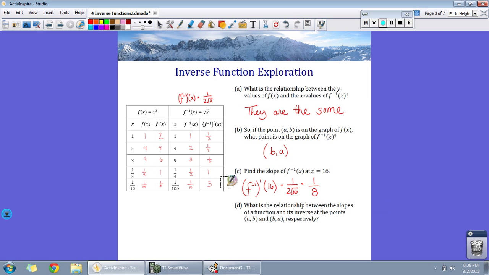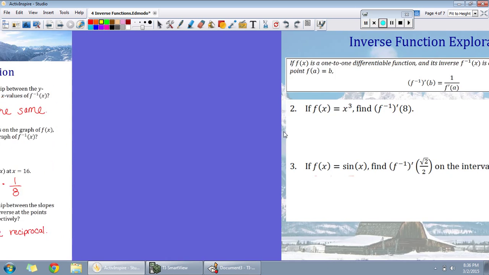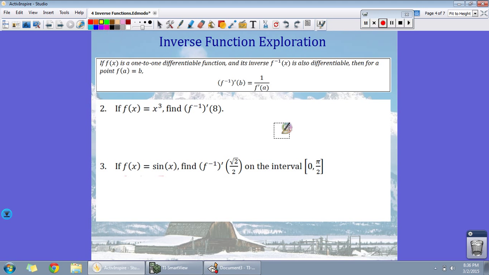Now the relationship between the slopes of the function and its inverse: if we look at the slopes, we get 2 and 1/2, 4 and 1/4, 6 and 1/6, 1 and 1, 1/5 and 5. We can see that the slopes are going to be reciprocals. If that is always true, then this theorem, the inverse function theorem, will always hold to be true.